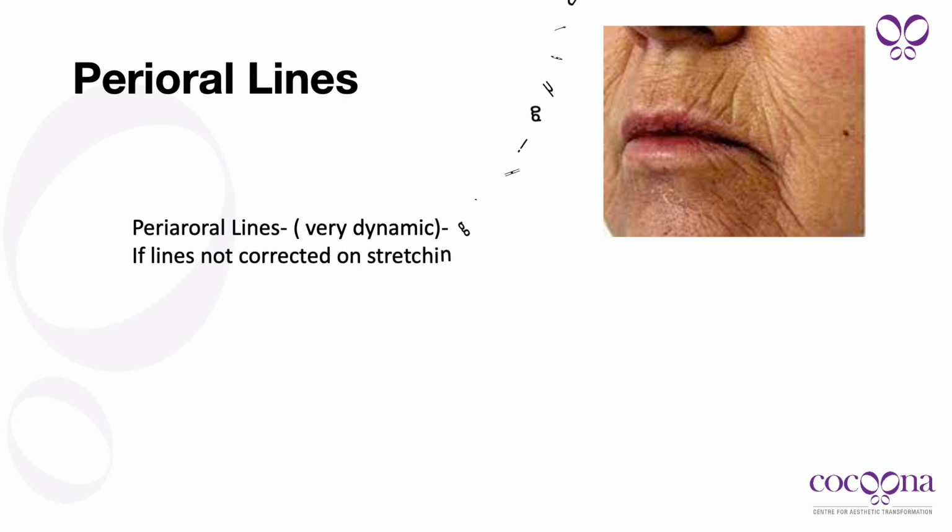So if the lines are not corrected on stretching the skin, then you need to place the filler right into the crease, a very small quantity. You can use slightly higher G' fillers like Restylane Silk or even Rh density 2, just puncturing with the needle underneath the crease and infiltrating in the dermis to stretch the dermis in that particular area.